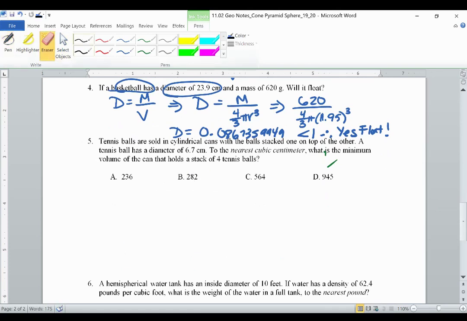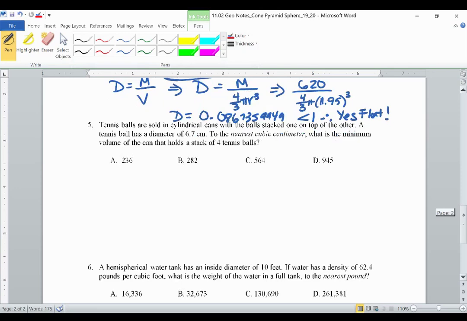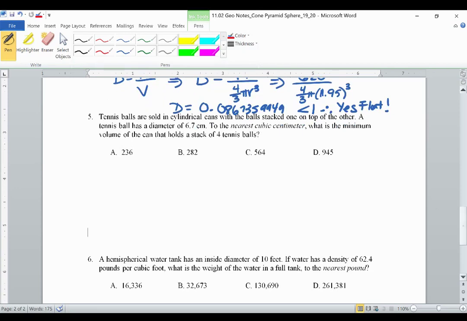Tennis balls are sold. So these next two are a little trickier problems. They are Regents questions. I left the choices on for multiple choice, but they're quite a bit of work. Ignore the choices first and figure out the answer, then look at your choices. So tennis balls are sold in cylindrical cans with the balls stacked on top of one another. So we've got a tennis ball with a diameter of 6.7 centimeters. To the nearest cubic centimeter, what is the minimum volume of the can that holds a stack of 4 tennis balls?